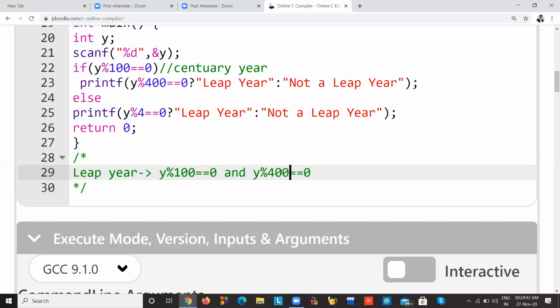Now take any year which is divisible by 400, it is also divisible by 100. But not everything divisible by 100 is divisible by 400. For example, 1900 is divisible by 100 exactly, but it is not divisible by 400.